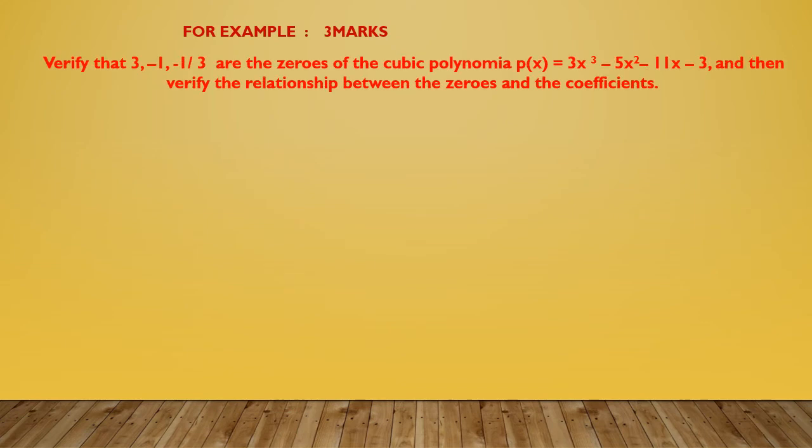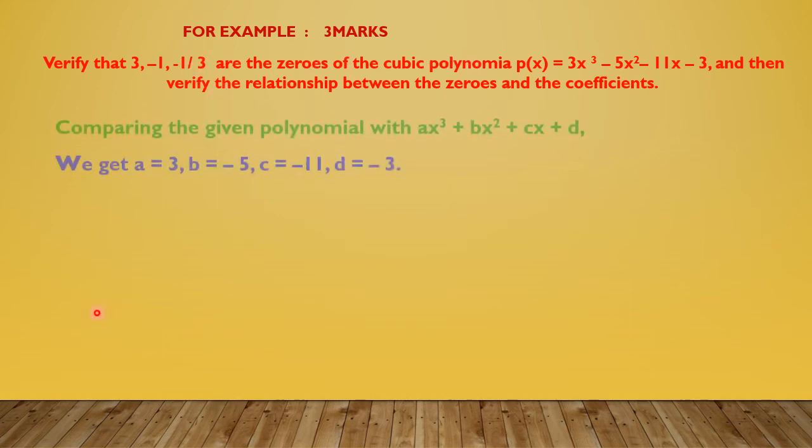Now here you can see one of the examples which can come in 3 marks. It is the same kind of sum which we have just seen in the previous slides. First you have to verify that these three are the zeros of the cubic polynomial. How can you verify them? By putting the values 3, minus 1 and minus 1 by 3 in the place of x. We have to replace x with these three values one by one, and you will get the answer equal to 0. If you get 0 when you calculate, then they are the zeros of this cubic polynomial. Here you can see them stepwise.